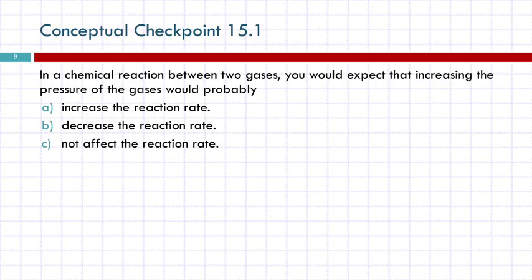So let's do this checkpoint. Chemical reaction between two gases. And we're going to increase the pressure. What's that going to do to the rate? Is that going to increase the rate, decrease the rate, or not affect the rate? So we've got gases in a container. We increase the pressure. What does that do to the particles? It jams them together, which is like increasing the concentration, right? So is that going to increase, decrease, or not affect the rate? Increase. That'll increase the rate.